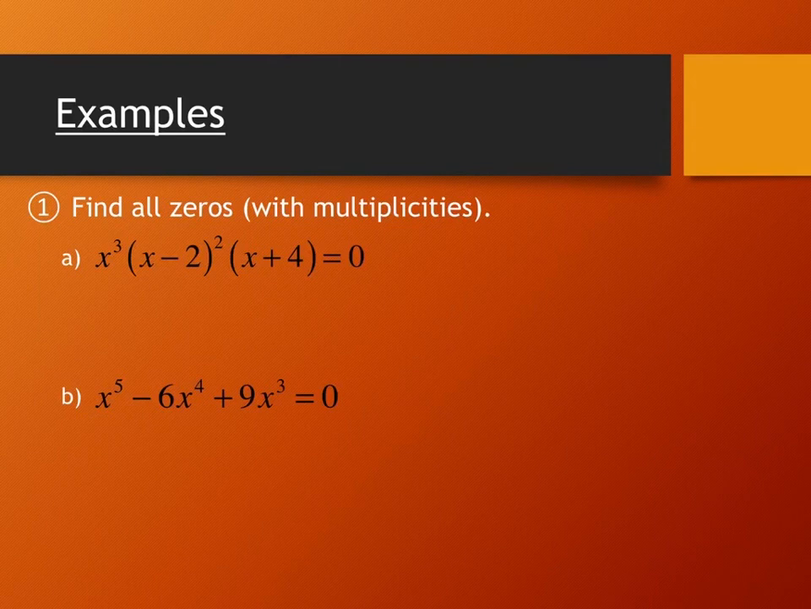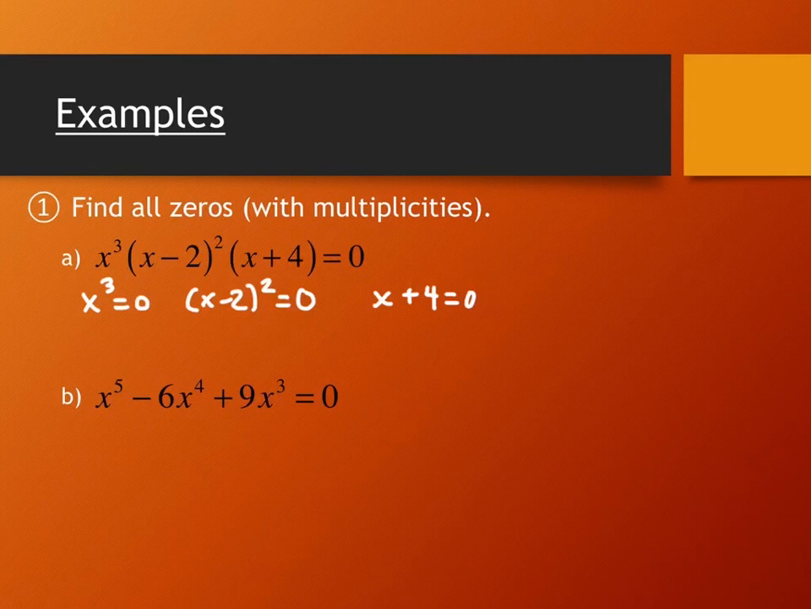And what it means then to find zeros is it means, once it's in factored form, to set each part equal to 0 and solve it. So if you were to set each factor equal to 0, it would look like x cubed equals 0, x minus 2 squared equals 0, and x plus 4 equals 0. Right? Now think with me a minute. What happens when we have x cubed equals 0?